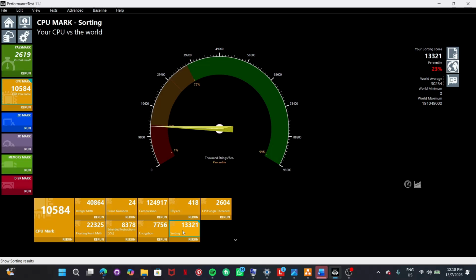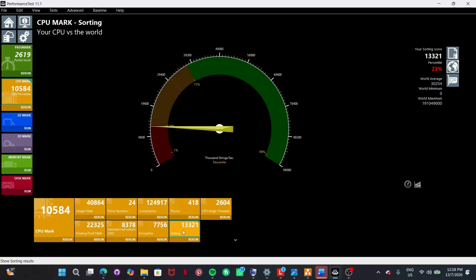Next is the CPI estimation. CPI stands for cycles per instruction, which represents the average number of clock cycles needed to execute one instruction. Since PassMark does not report instructions per second, an exact CPI cannot be calculated. Instead, I estimated the CPI using the processor's maximum boost frequency of 4.30 GHz together with the integer math throughput. The estimated CPI is approximately 0.15.